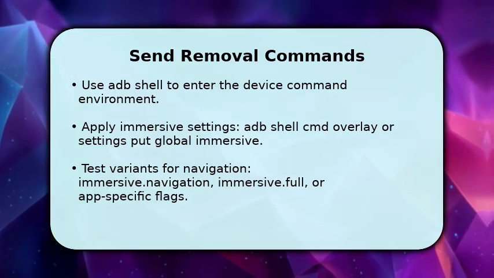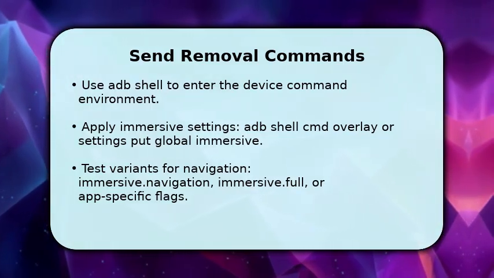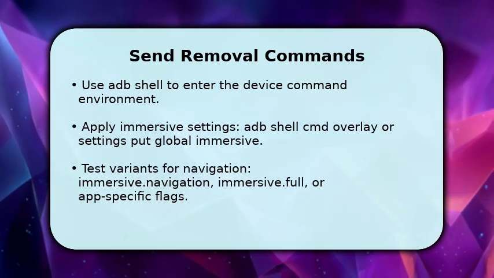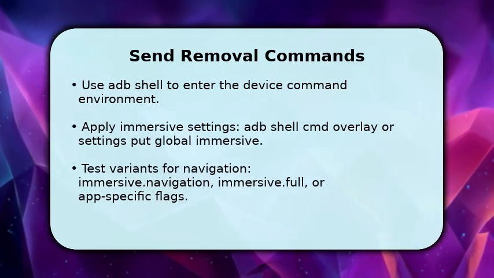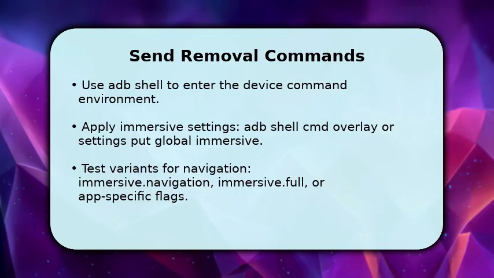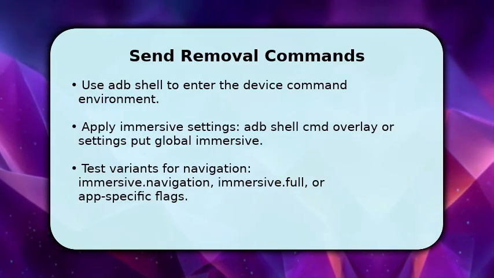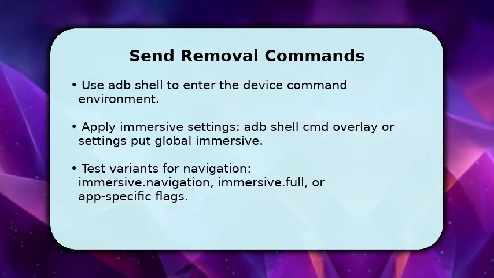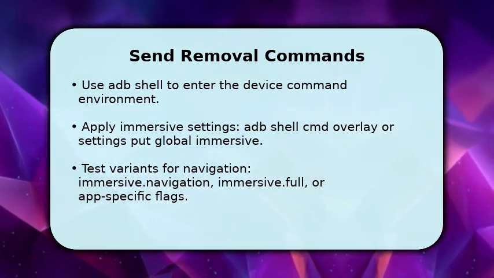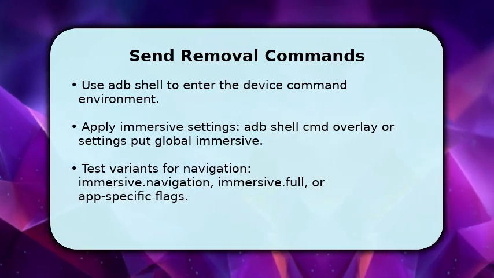You can use settings put global immersive.navigation equals apps to hide the bar for apps, or cmd overlay commands on newer Android versions. Pick the command your ROM supports. Make sure to target the correct flag: immersive.navigation hides only the bar, while immersive.full hides status and navigation.